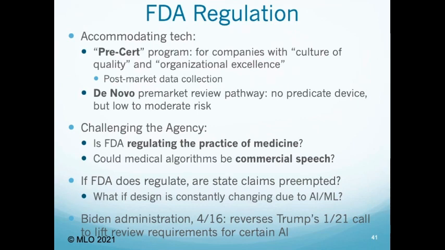Instead, they're going to be required to engage in heavy post-market data collection and to share those data with the agency so they can make decisions after the fact. FDA also came out with a new way of getting a product to the market, de novo pre-market review.